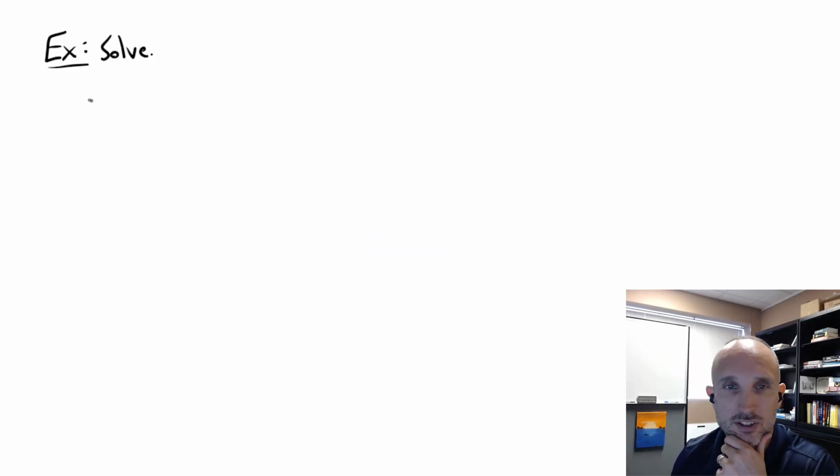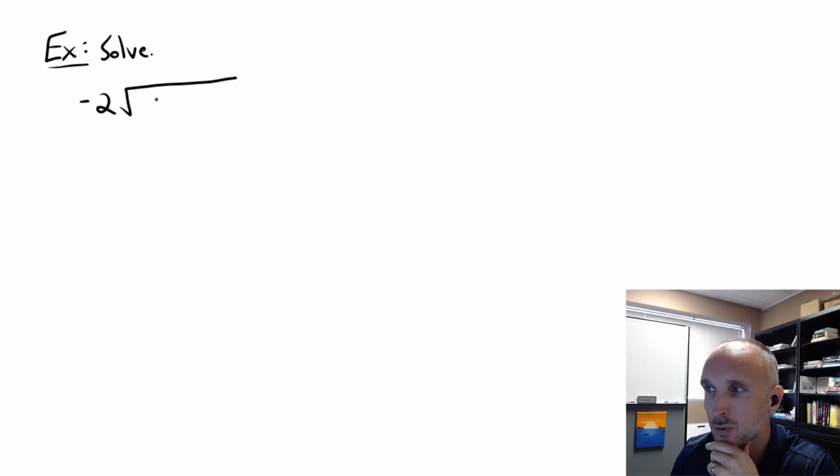Let's say we want to solve the equation negative 2 times the square root of 4x plus 5 equals 2x.